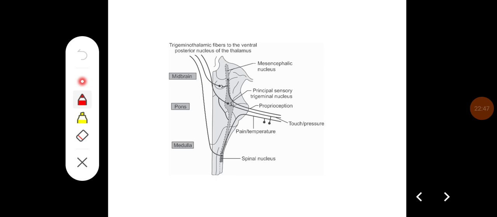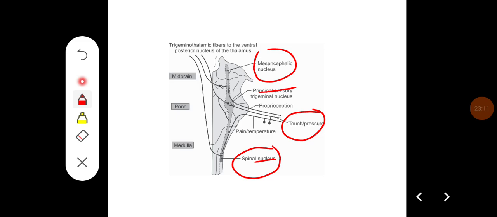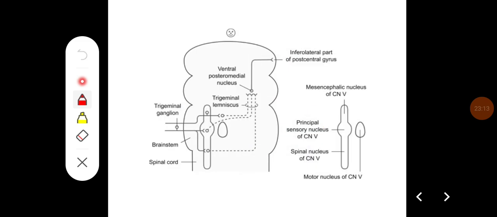Here you can see the trigeminal ganglia, the mesencephalic nucleus, the principal sensory nucleus, and the spinal nucleus. The mesencephalic nucleus mainly receives the proprioceptive sensation, whereas the principal nucleus receives touch and pain sensation, whereas the spinal nucleus receives pain and temperature sensation.